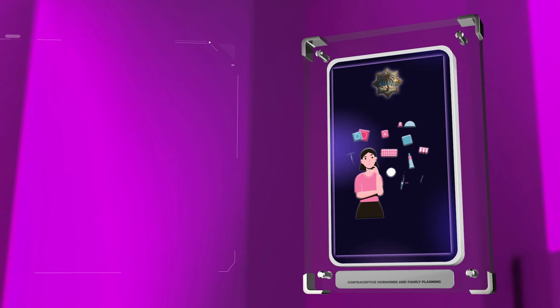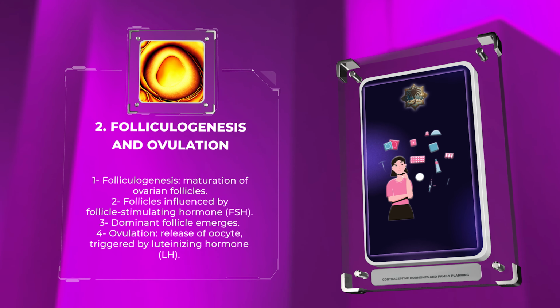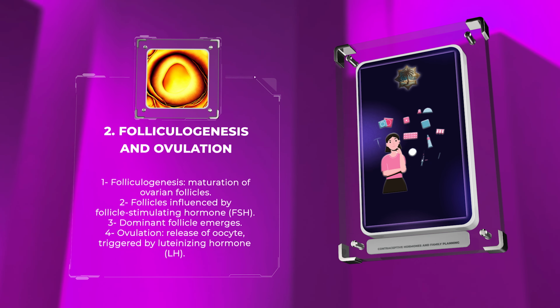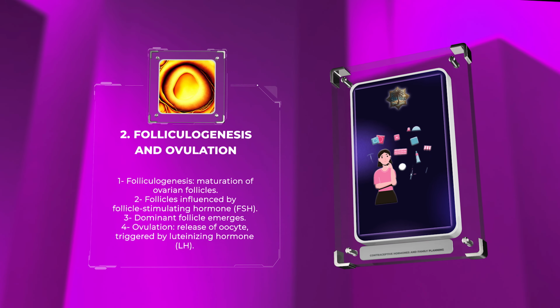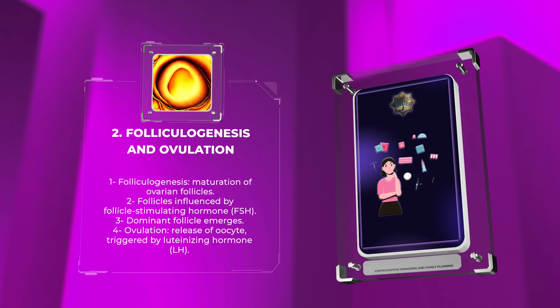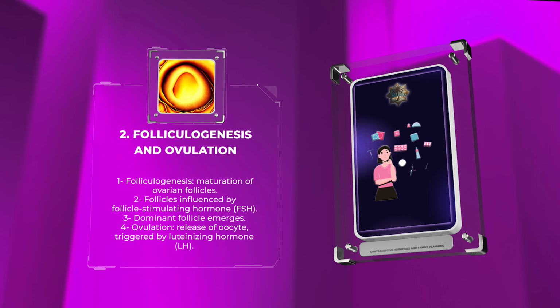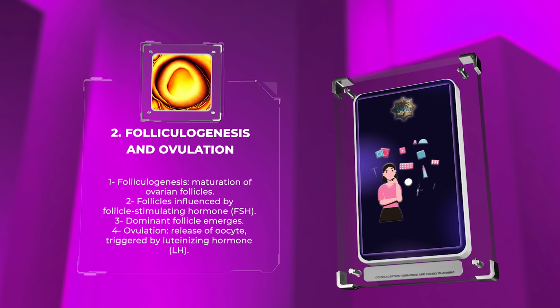Folliculogenesis is the process of maturation of ovarian follicles, which house the oocytes, eggs. These follicles undergo various stages of development, primarily influenced by follicle-stimulating hormone, FSH, secreted by the pituitary gland. Eventually, a dominant follicle emerges, reaching maturity and releasing the oocyte in a process called ovulation, which is triggered by the surge of luteinizing hormone, LH.